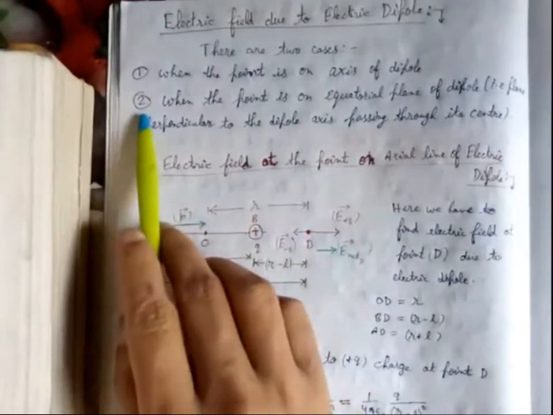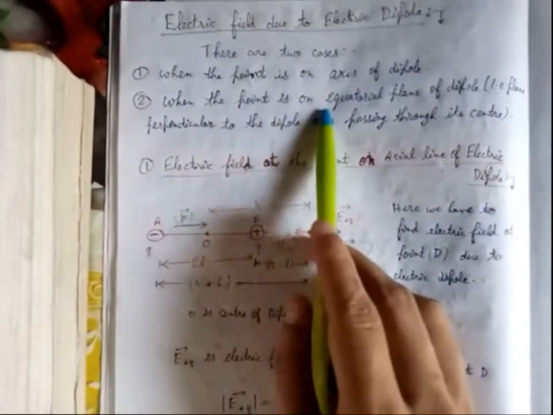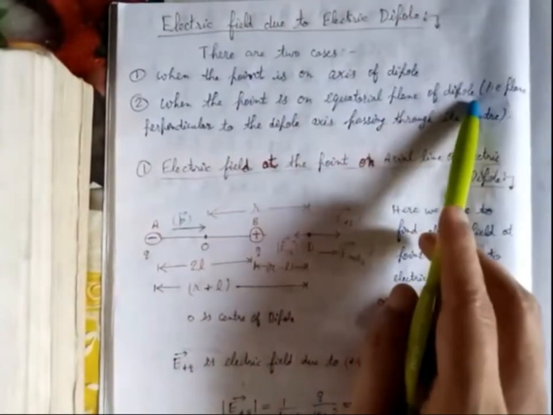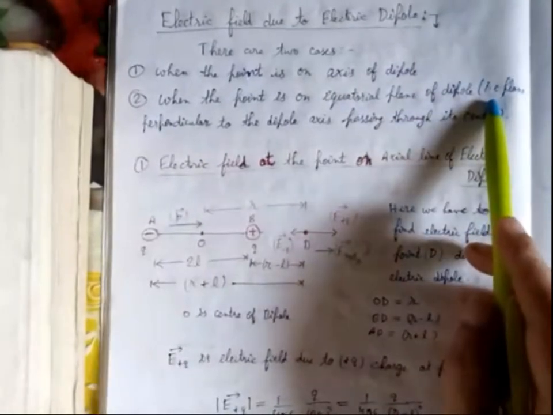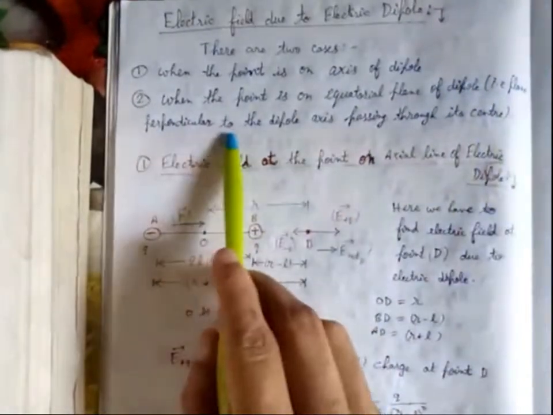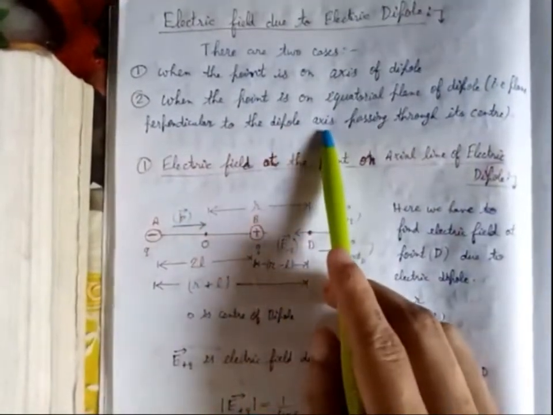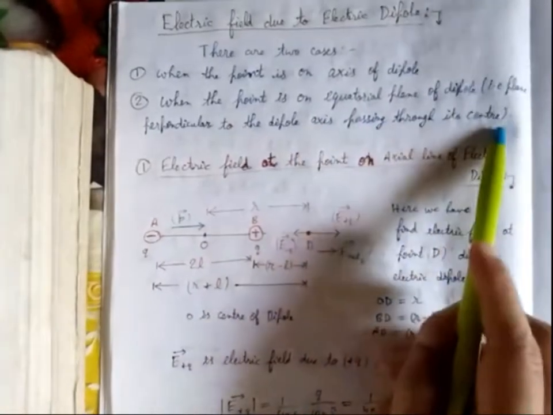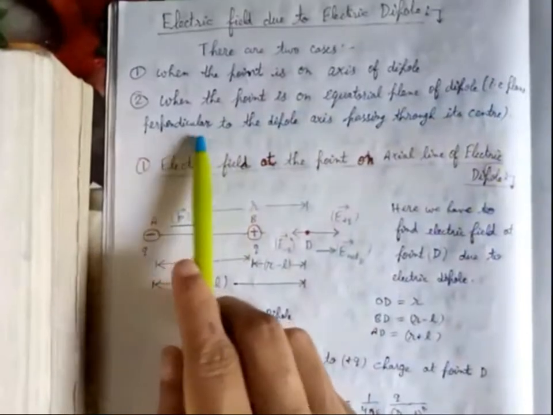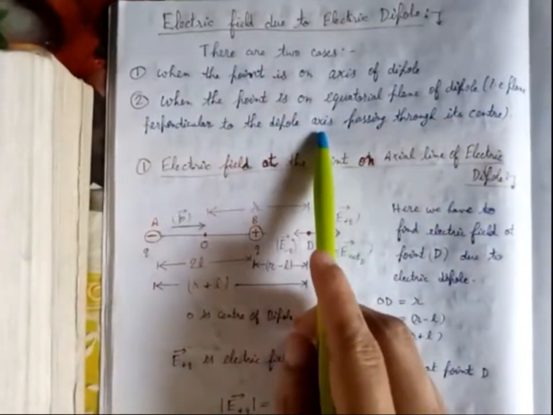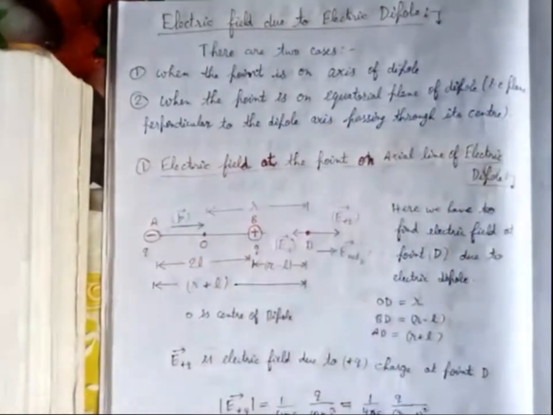The second case is when the point is on the equatorial plane of the dipole. So what do you mean by equatorial plane of the dipole? That is the plane perpendicular to the dipole axis passing through its center. It means the equatorial plane is the plane which is perpendicular to the dipole axis passing through its center.